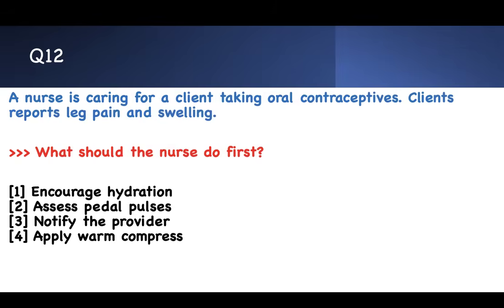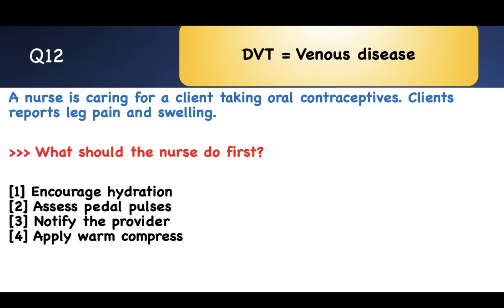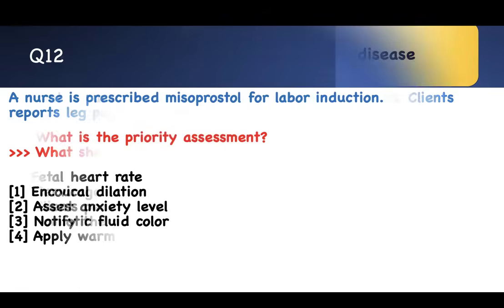What should the nurse do first? A nurse cares for a client taking oral contraceptives. The client reports leg pain and swelling. That should tell you DVT. If she has DVT, what do you do? Options: hydration, pedal pulses, healthcare provider, warm compression. Trap answers: assess for pedal pulse. This is a venous problem, so there's no need for that. Apply cold compression? There's no erythema anywhere that you worry about. You should let the doctor know about this patient. Therefore, DVT is a venous problem.